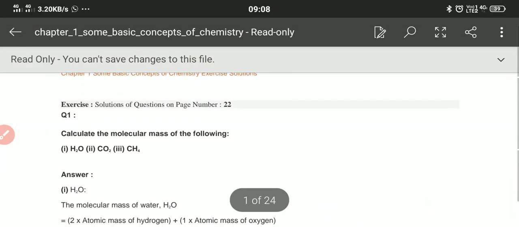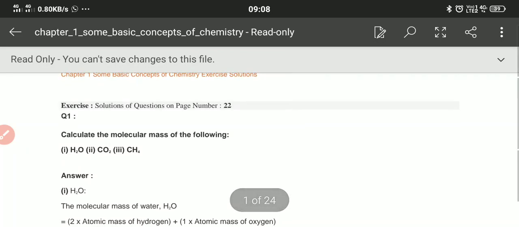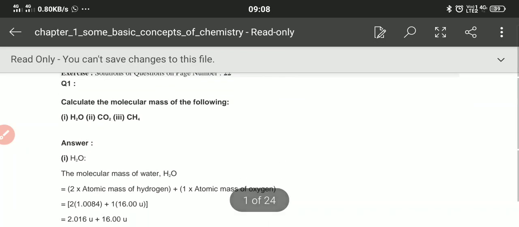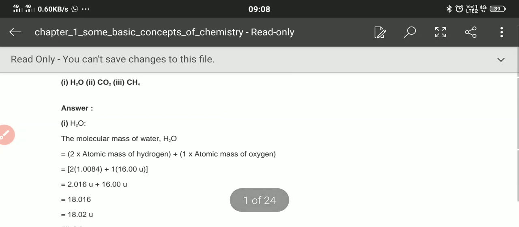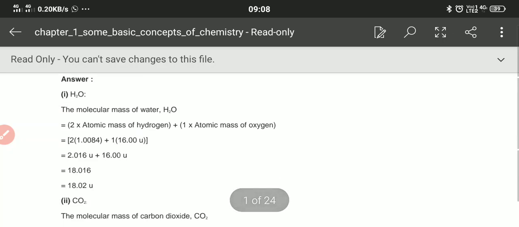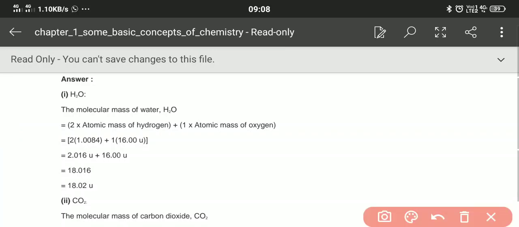So let's start with the exercise. Calculate the molecular mass of the following: H2O, CO2 and CH4. So for H2O we know 2 into atomic mass of hydrogen plus 1 into atomic mass of oxygen. What is the mass of hydrogen? That is 1.008 and the mass of oxygen is 16 u. So we get 2.016 plus 16, that is 18.016 u.